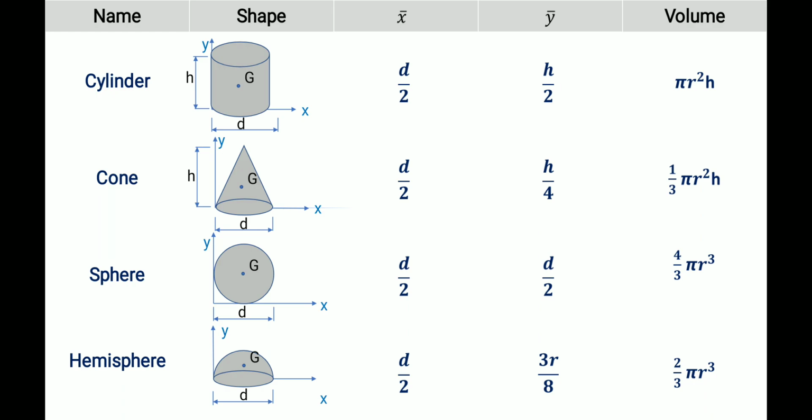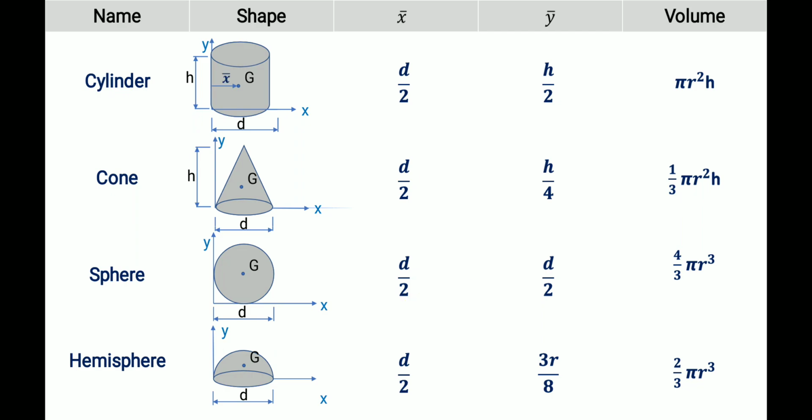X bar means where this centroid G is located with respect to the x-axis and y-axis. That means the x bar distance is this distance. See this image, see this line. This is x bar, this distance along the x-axis taken from the y-axis. So this will be the midpoint, d by 2. The total length is d, so up to the midpoint it is d by 2.